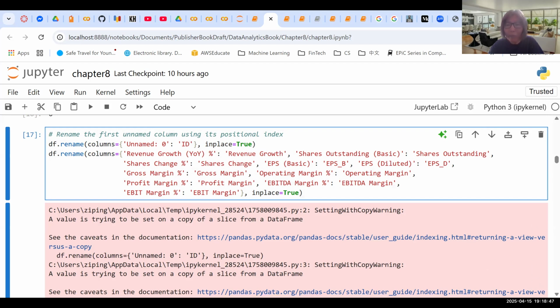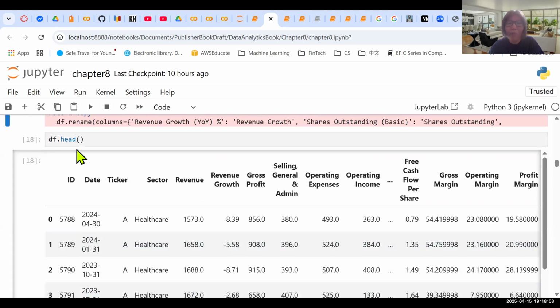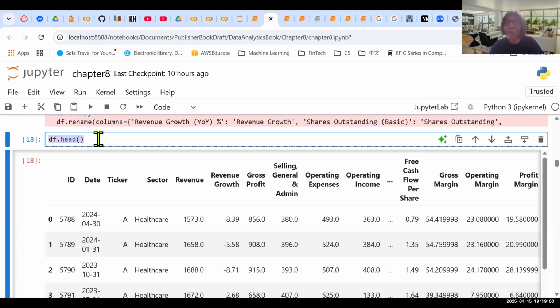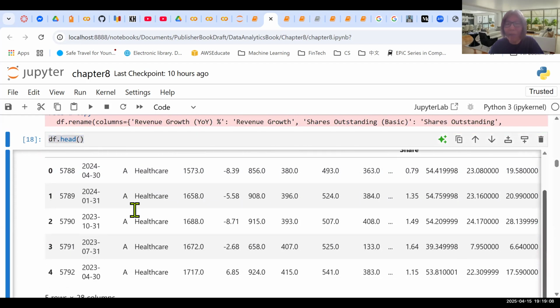Okay. And we also make all of this happen on the original data frame, so inplace is True. Okay, after we do this, we can get a glimpse of our data set again. So you can check the column names and some other information.